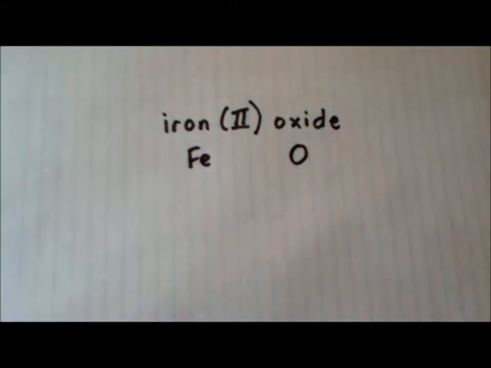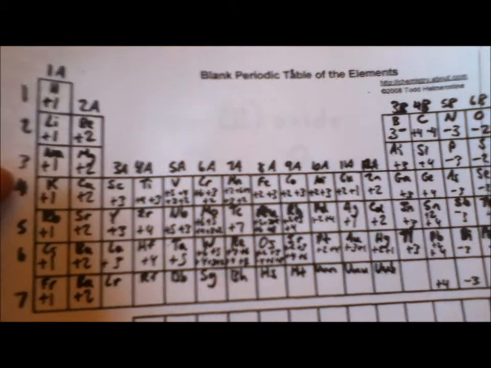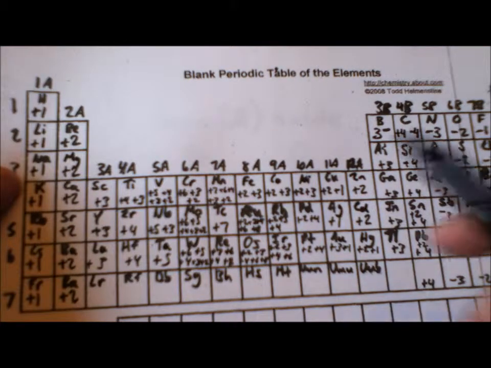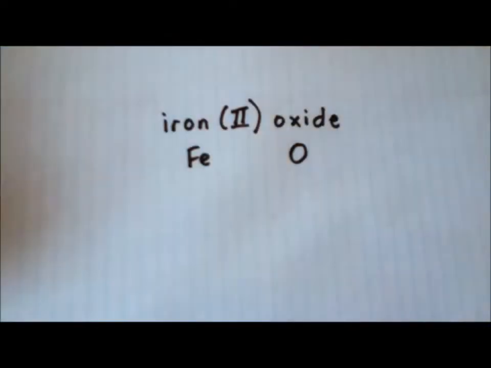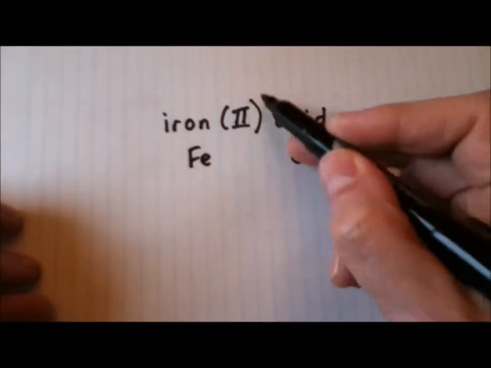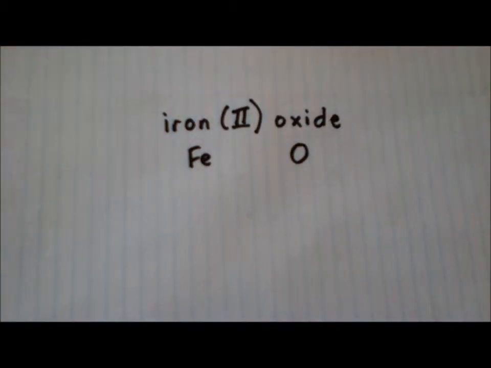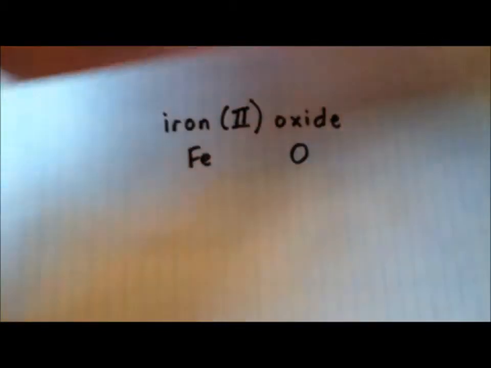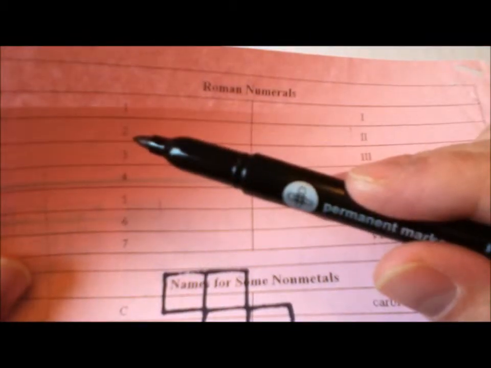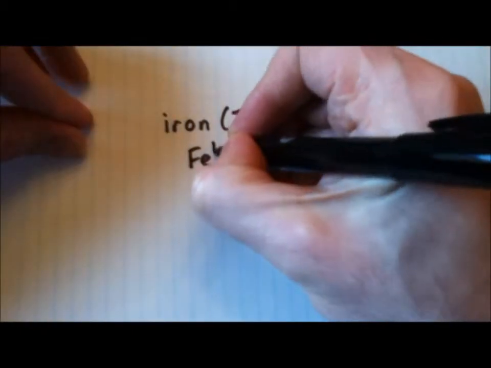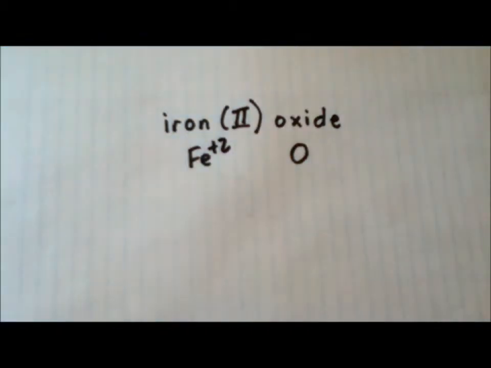Now we have to find the charges. When you look at this periodic table that has all the charges of the ions, you'll notice that iron can be +2 or +3. So which one is it? Well, interestingly, you're told that using the Roman numerals. The Roman numerals are written on the back of your periodic table as well, at the very top, and you'll notice that II, or 2, is 2. So that means iron has a positive charge of +2. And remember, metals always have a positive charge.